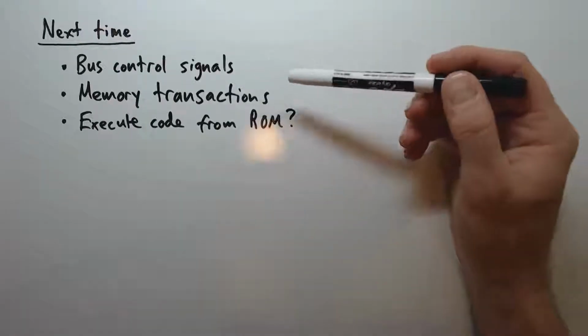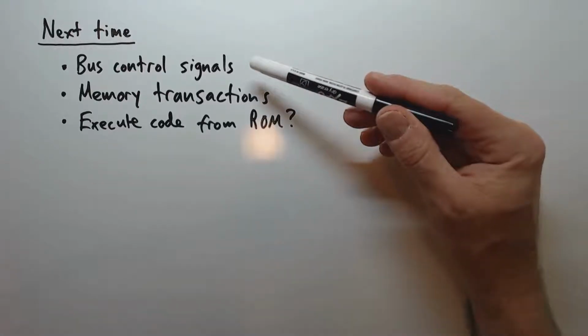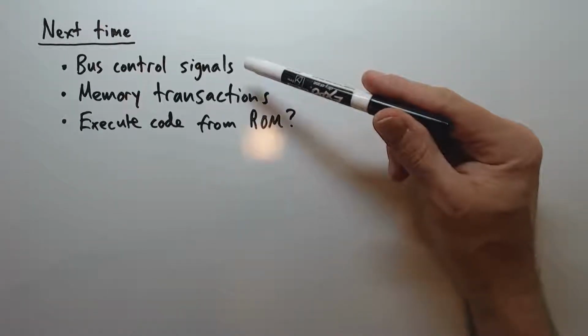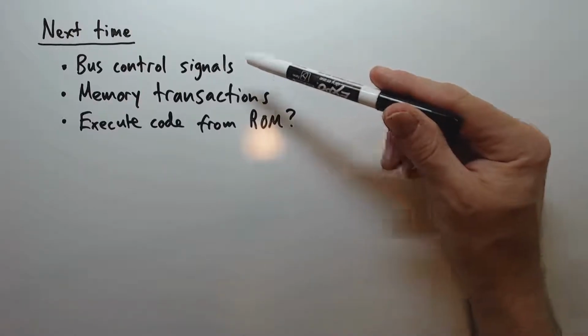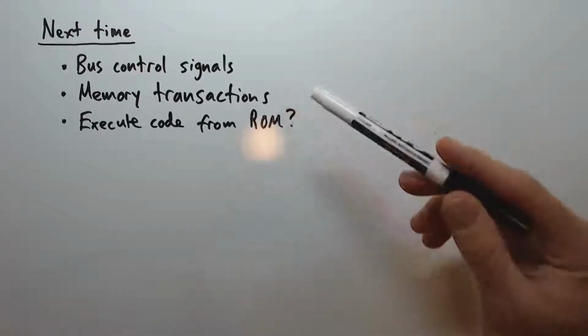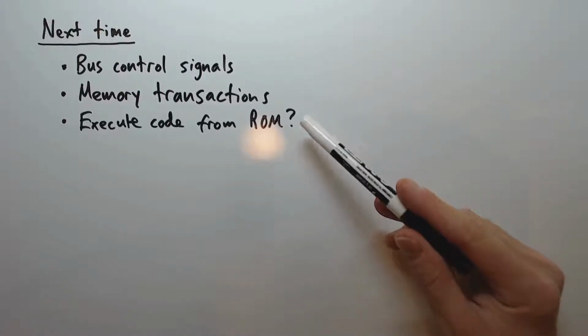Okay, so that's it for this video. In the next video, we will do the second part of the glue logic, which is to look at how the bus control signals work and how we can use them to tell the various devices in the system when reads and writes are happening. We will look at memory transactions in some reasonable amount of detail and perhaps capture some traces on the logic analyzer or oscilloscope. And, who knows, maybe we'll even execute some code from the ROM chip because we're very close to that point.